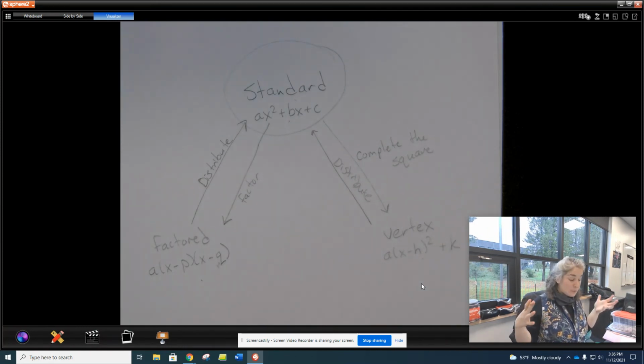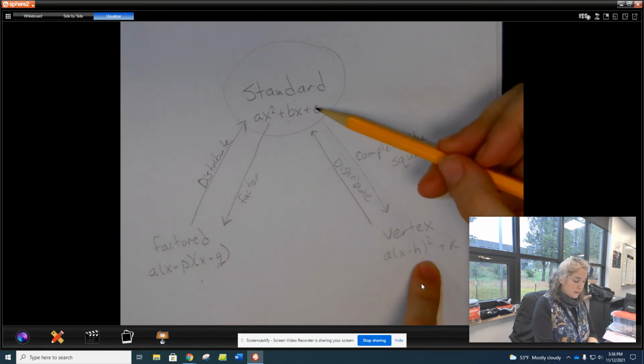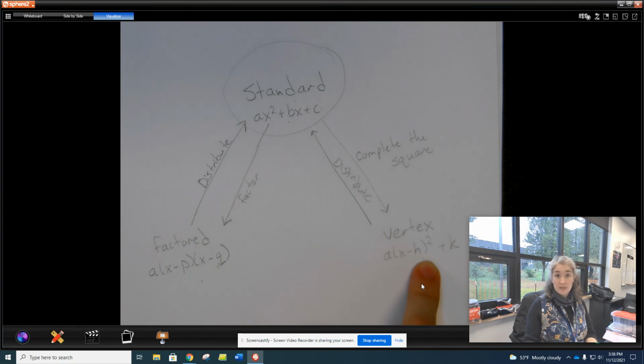But you now know how to convert between them. So if you really, really like to graph in vertex form, as long as you're able to complete the square, you can do it every time. So that's the cool thing about this. Hopefully that ties some of the strands together for you with how they all interrelate. And hopefully that helps.